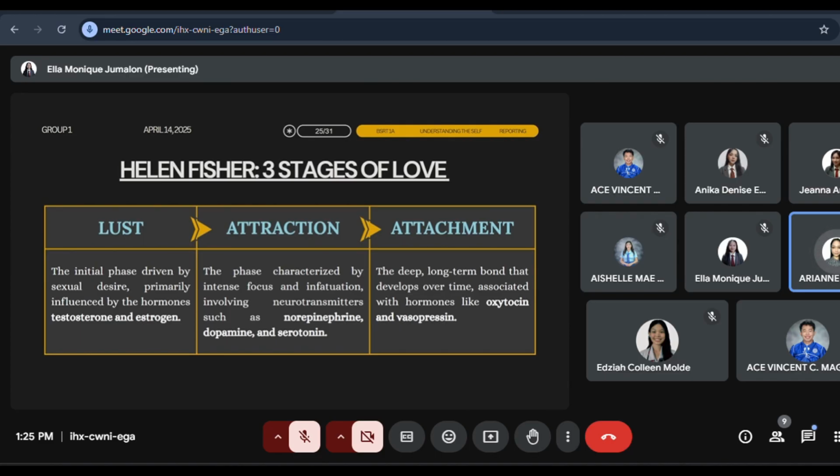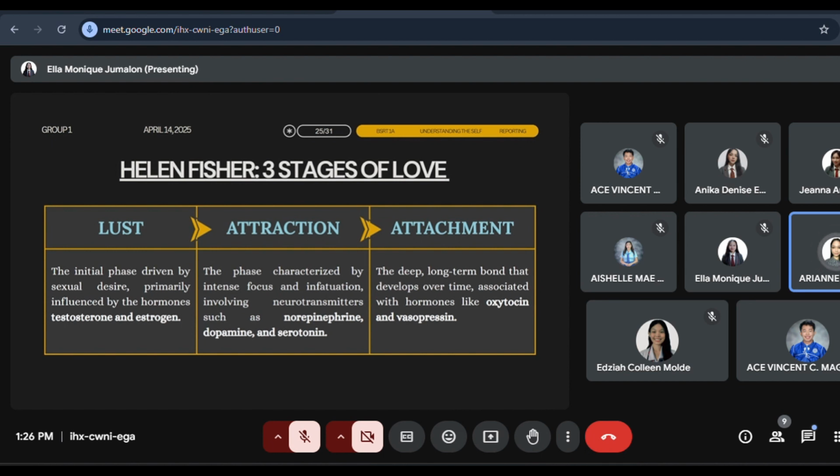This stage is influenced by three major brain chemicals. Norepinephrine increases energy, alertness, and can even make you lose your appetite or sleep. It's like your body is on high alert because of love. Dopamine. This is the reward chemical. It's linked to motivation and goal-seeking behavior. It makes your partner seem exciting or special.